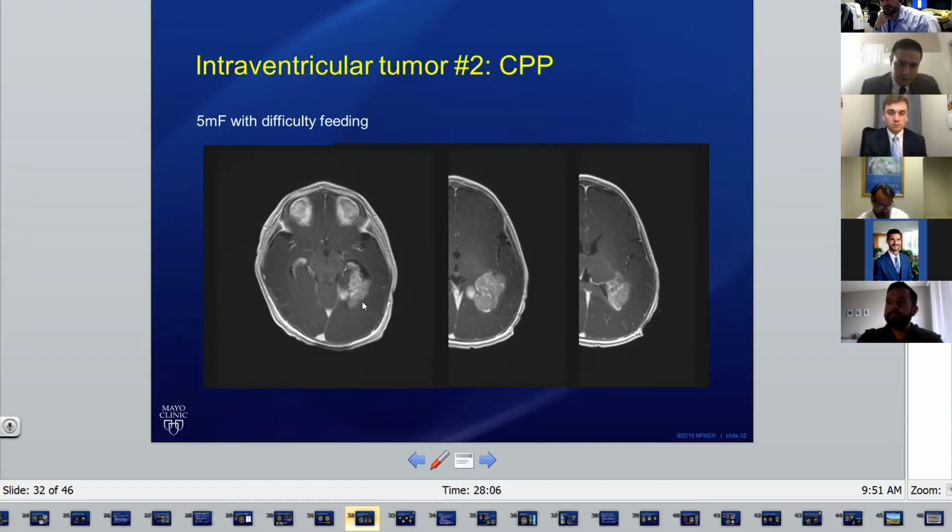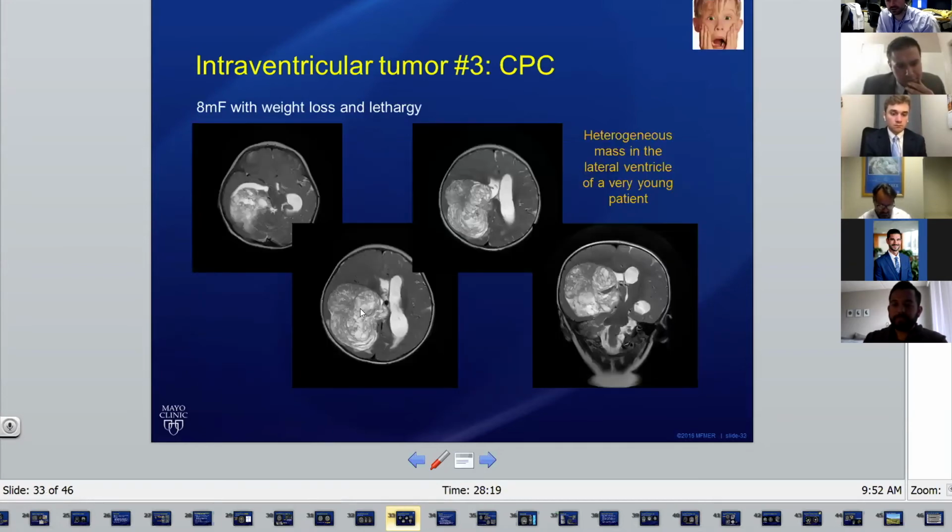Now, this one is much less uniform appearing. It tends to kind of feather into the white matter here. So this one has a higher grade appearance. We actually weren't sure whether this was a choroid plexus carcinoma or not on the front end. And just to give you an idea of why we were concerned about that, here's an example of a choroid plexus carcinoma. So this is another tumor of young childhood.